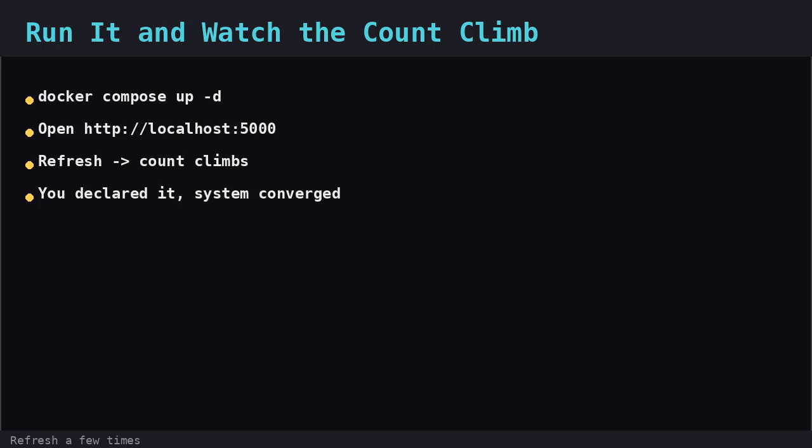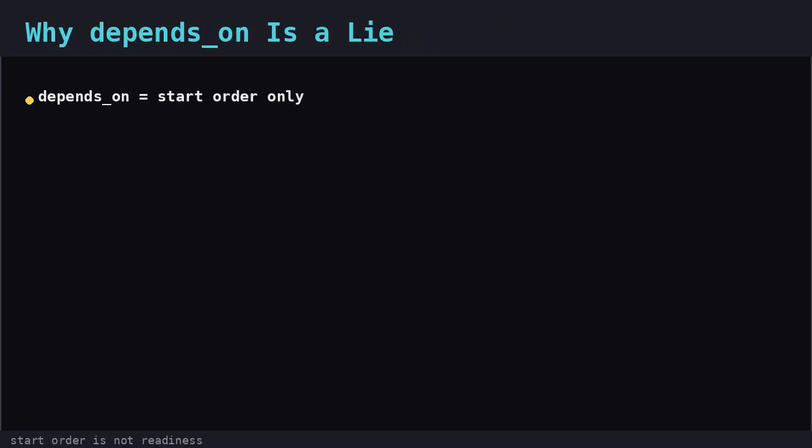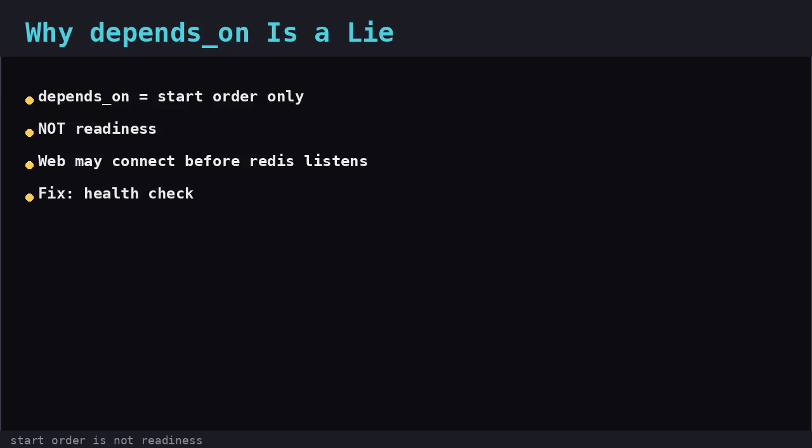Here is the pro lesson. depends_on redis only means start Redis before web. It does not mean Redis is ready. Containers can start before they finish initializing. So web might connect before Redis is listening. The proper fix is a health check. Wait until Redis actually responds.